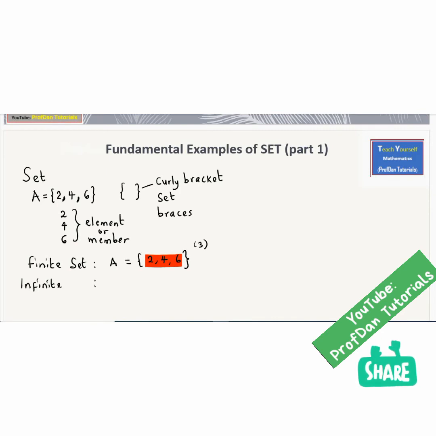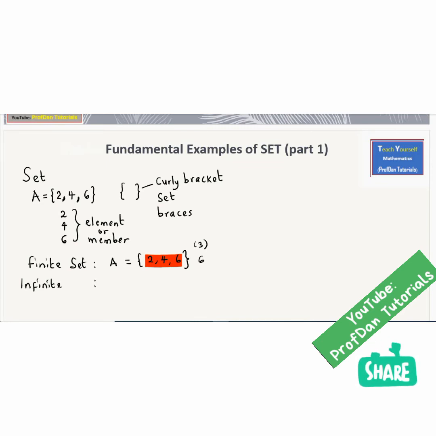When you can count the cardinality of a set, it is referred to as a finite set. Another point is that a finite set has an end member, the last member or the last element. In this set A, the last element or member is 6. So this is a finite set.